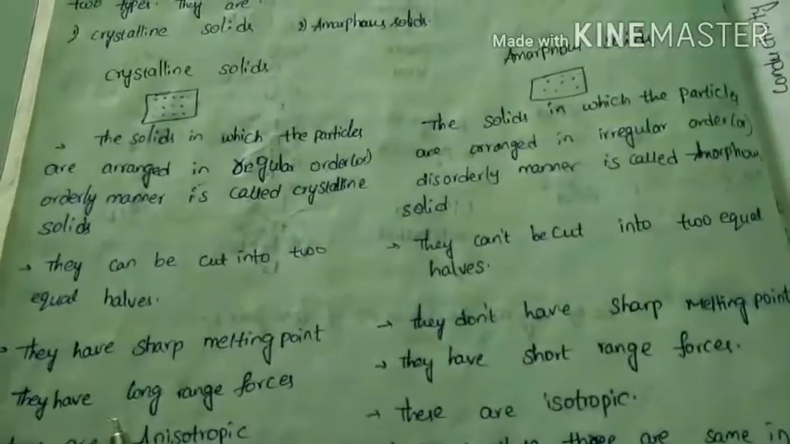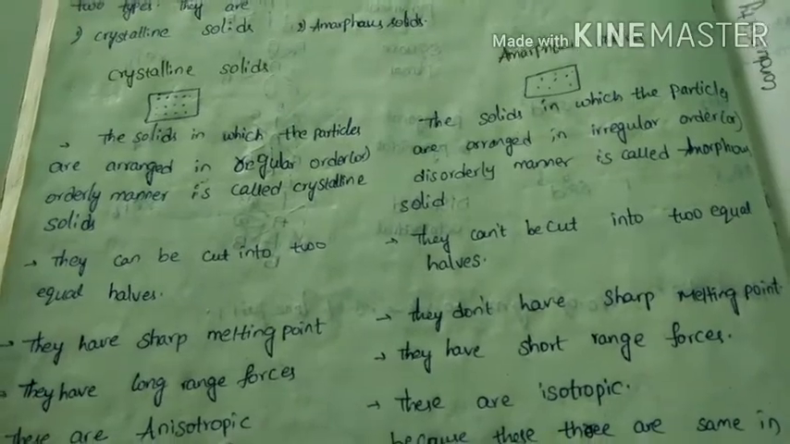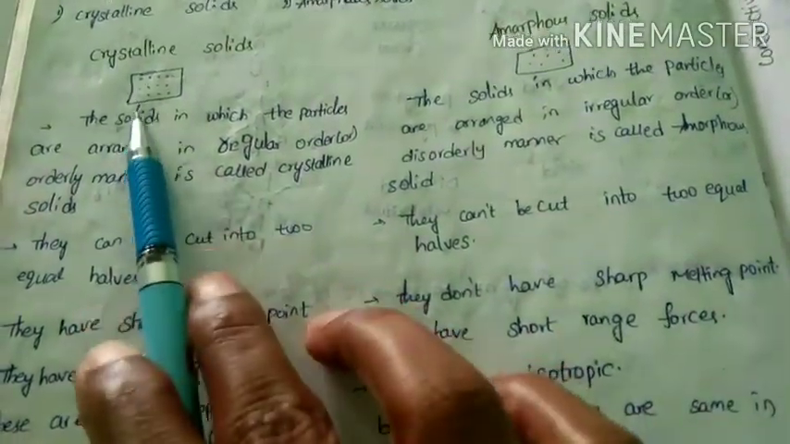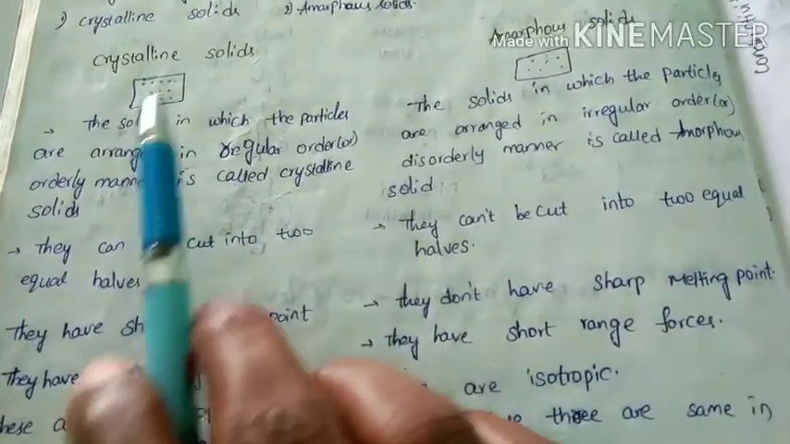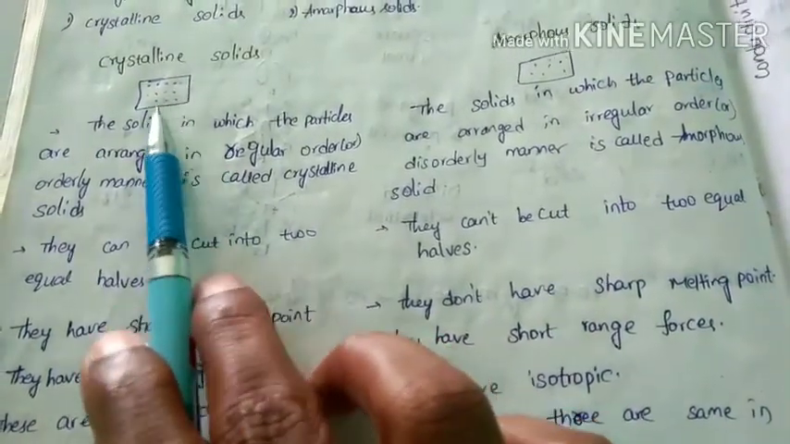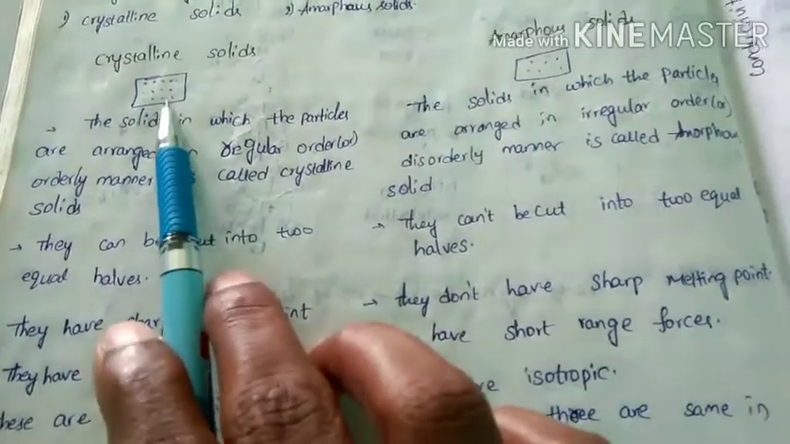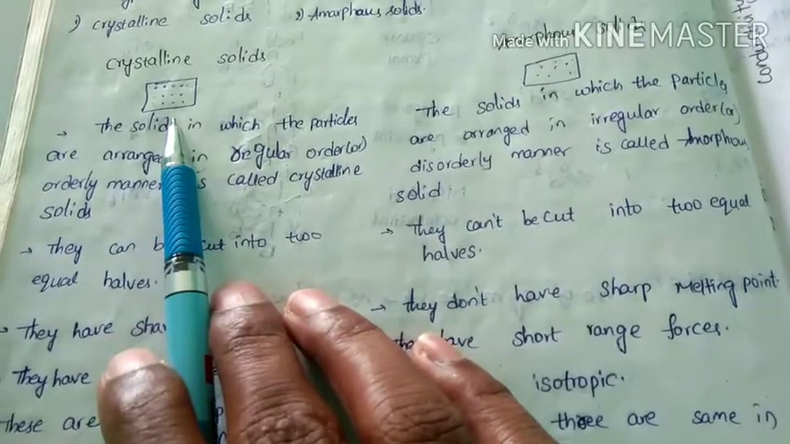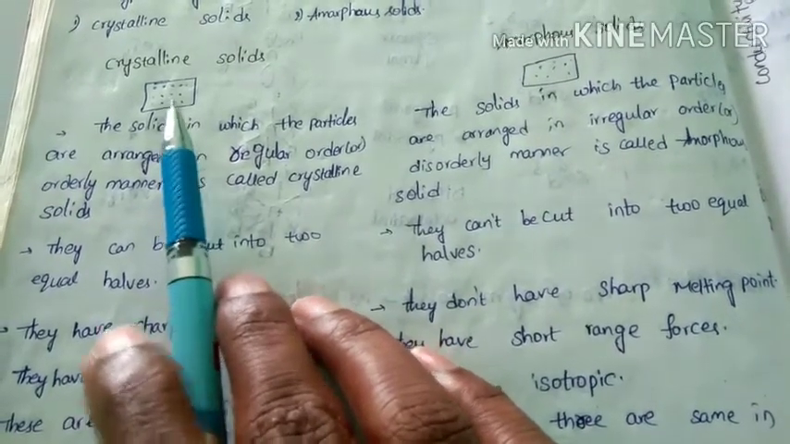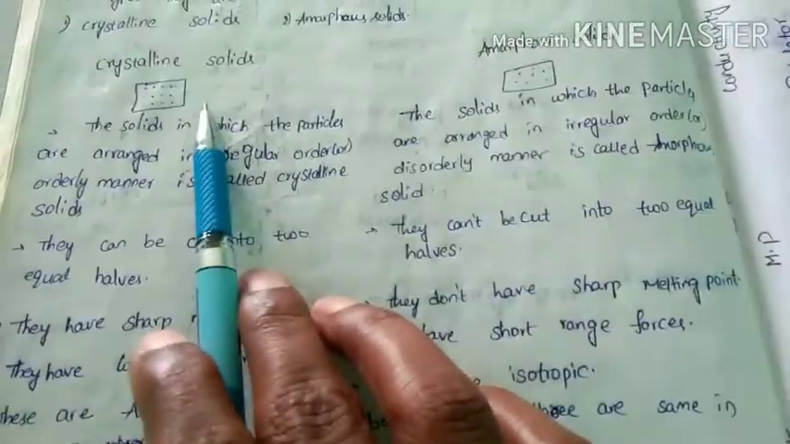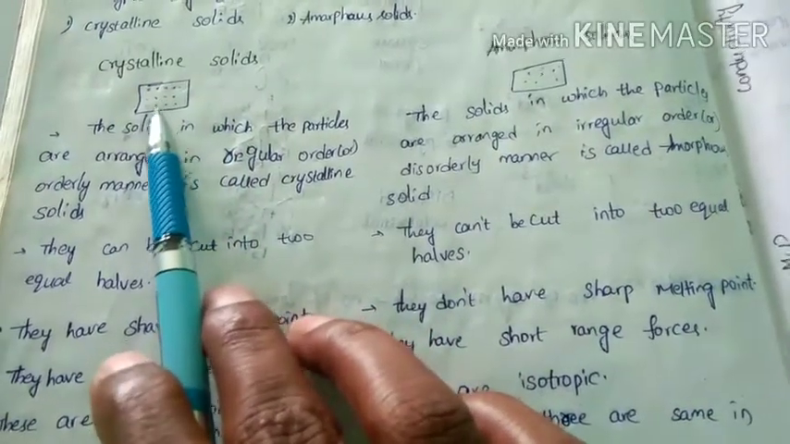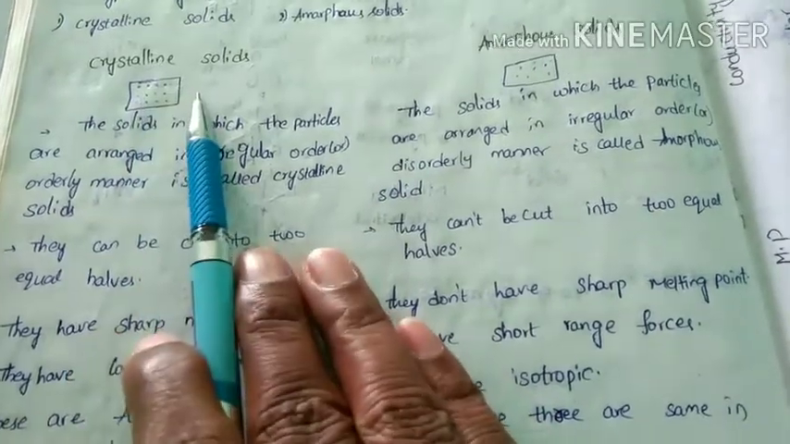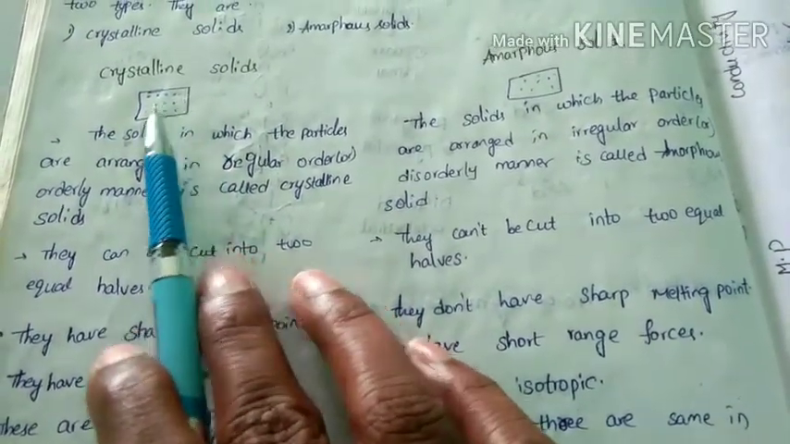Next one, they have long range forces. This is also an important point. Long range forces means throughout the entire solid the attraction forces are the same, because the particles are arranged in a regular manner. Particles are arranged in a particular order, so the attractions between all the particles are strong, because there is no chance of breaking of the attractions. All particles are arranged in one order, so the attraction forces are the same between all the particles.